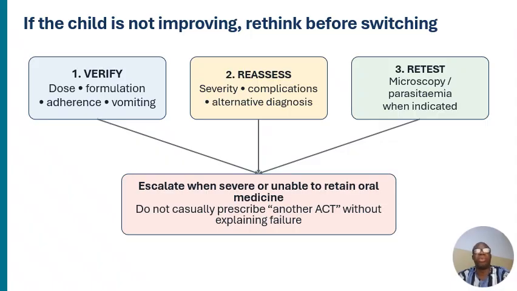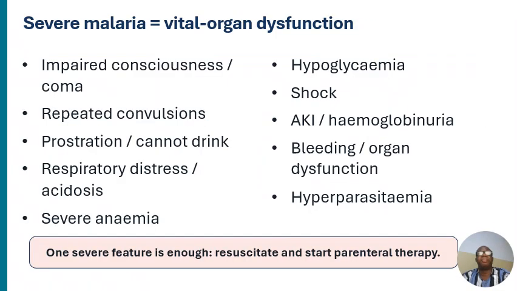If the child is deteriorating or unable to retain oral medication, escalate immediately to the severe disease pathway rather than repeating or changing oral medications. All right. In the next slide, I'm going to talk about how to move from failure to improvement if a concern happens. So, in severe cases of malaria, we simply look out for vital organ dysfunction.